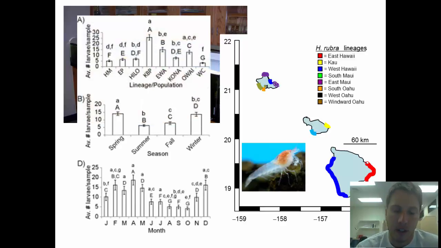And you can tell that, sure enough, some of the lineages reproduced all the time, whereas others reproduced very rarely. And we also saw a peak in reproduction in the winter and the spring, and a drop-off in reproduction in the summer and the fall.